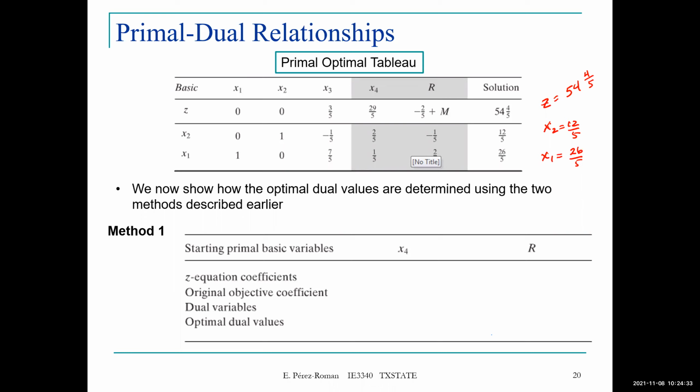So what are the z equation coefficients for these two? If you look at the optimal tableau, the z optimal coefficients are 29/5 and -2/5 plus M. Okay, so those are the coefficients that we're going to need. And this is again for method 1.